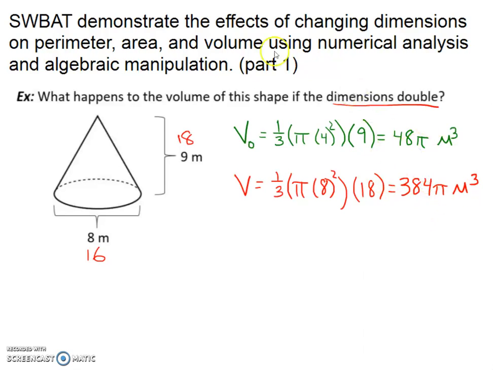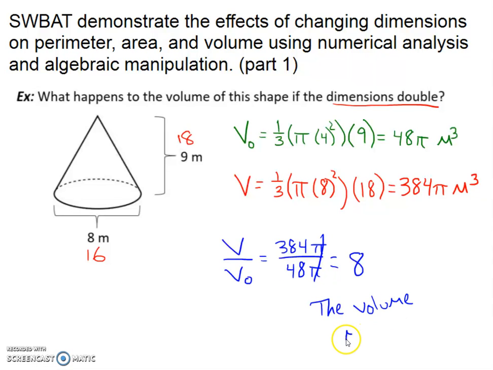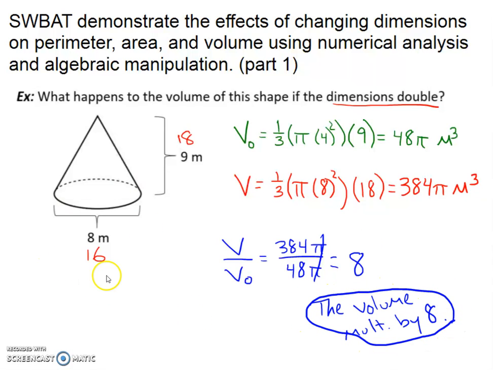Finally, we're going to compare these, because this is what we really want to do here. My volume divided by my original volume is 384 pi divided by 48 pi. You don't need to worry about the pi's, they cancel out, but 384 divided by 48 is 8. So the answer to this question is that the volume multiplies by 8. If the dimensions all multiply by 2, the volume multiplies by 8.